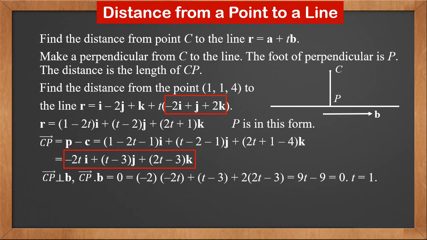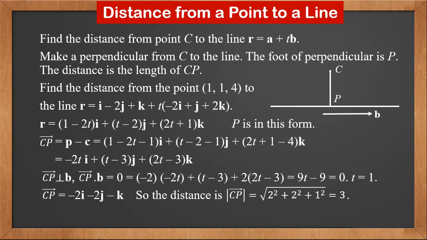Since CP is perpendicular to the direction vector b, CP dot b is 0. CP dot b is -2 times -2t plus (t - 3) plus 2 times (2t - 3). It is 9t - 9, and it is 0. So t is 1. Put t back in vector CP. It is -2i - 2j - k.